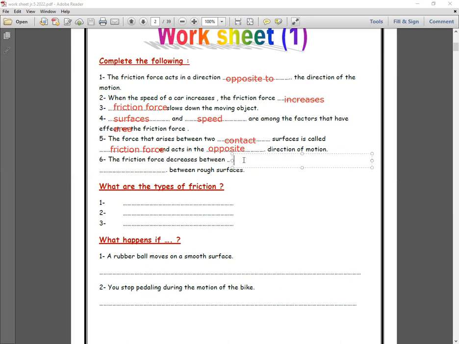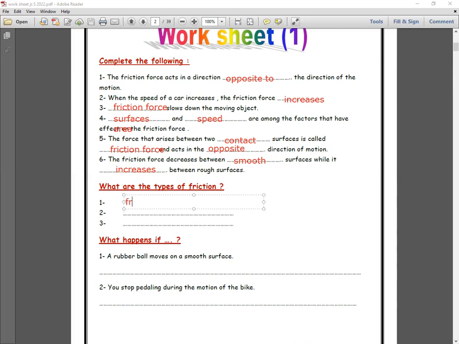Number 6, the friction force decreases between the smooth surface while it what? Between rough surface. So the friction force decreases between smooth surface and increases between rough surface.